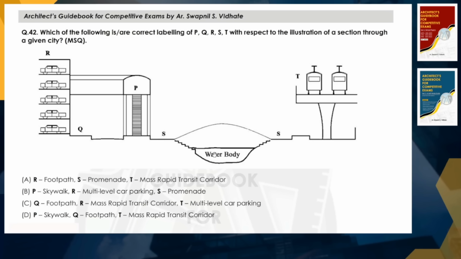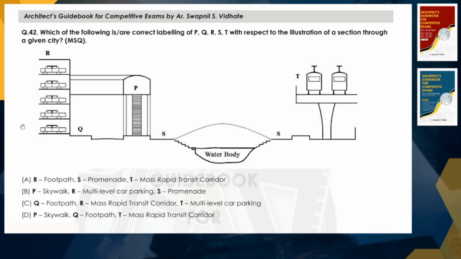S says it is a promenade next to the water body. So this is the correct nomenclature. T is the mass rapid transit corridor, which is also the correct nomenclature. B says P is skywalk. P is the skywalk. Yes, the steps have been shown here, and this is the skywalk. Correctly shows P is the skywalk. R is the multi-level car parking. So this is also the correct nomenclature for R. S is promenade, as we have already seen in option A. This is the correct nomenclature.